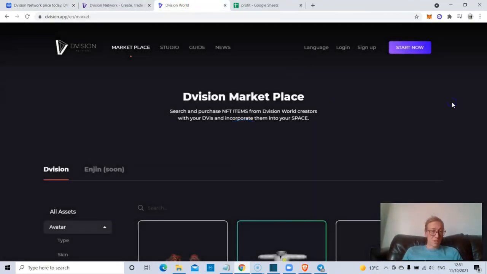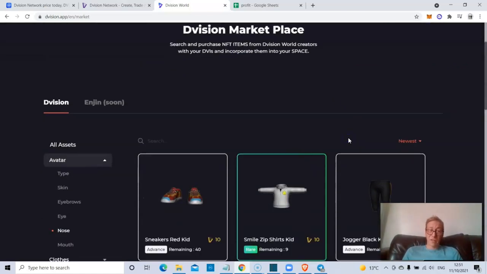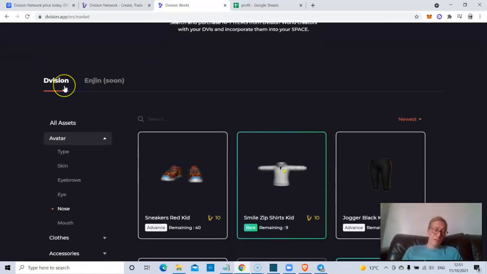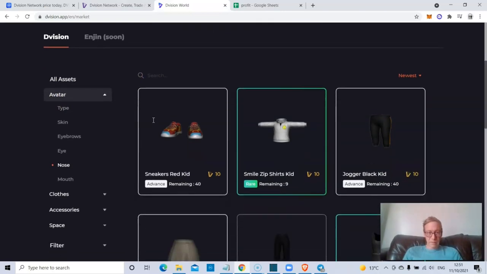Now, this is your marketplace. This is currently on Dvision, but it's going to be on Engine soon. I did a video recently on Engine. Engine is making some pretty good moves. Now, I'm not a huge fan at all of Engine's upcoming launchpad. I think a lot of people are going to get wrecked on that, because the fully diluted market cap is so far apart from the current market cap. I think there's going to end up being huge dumps on that and people are going to get wrecked.